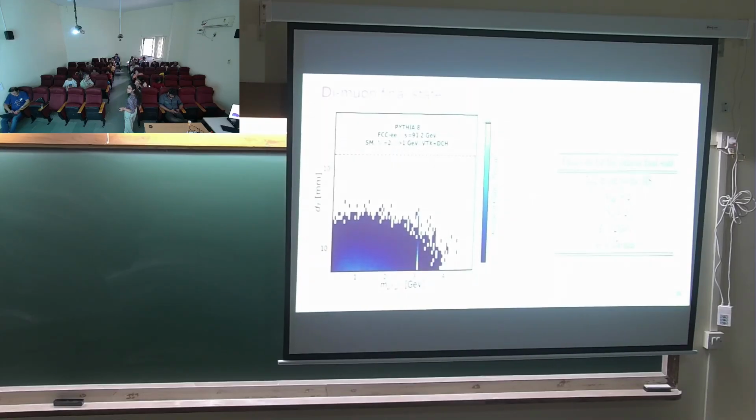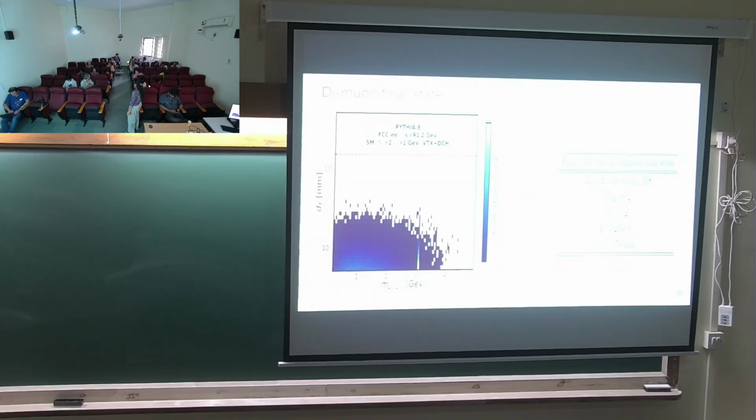But you can see, demanding 2 muons with energy greater than 1 GeV, we are doing the analysis in the vertex plus DCH. It's not that long.